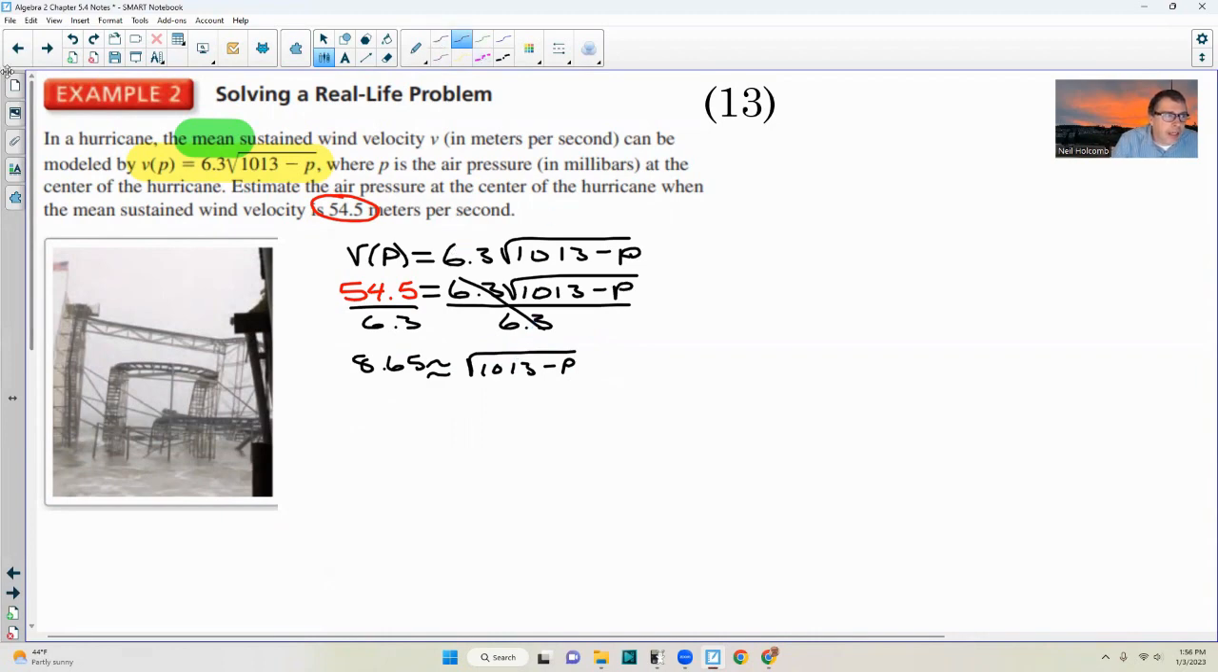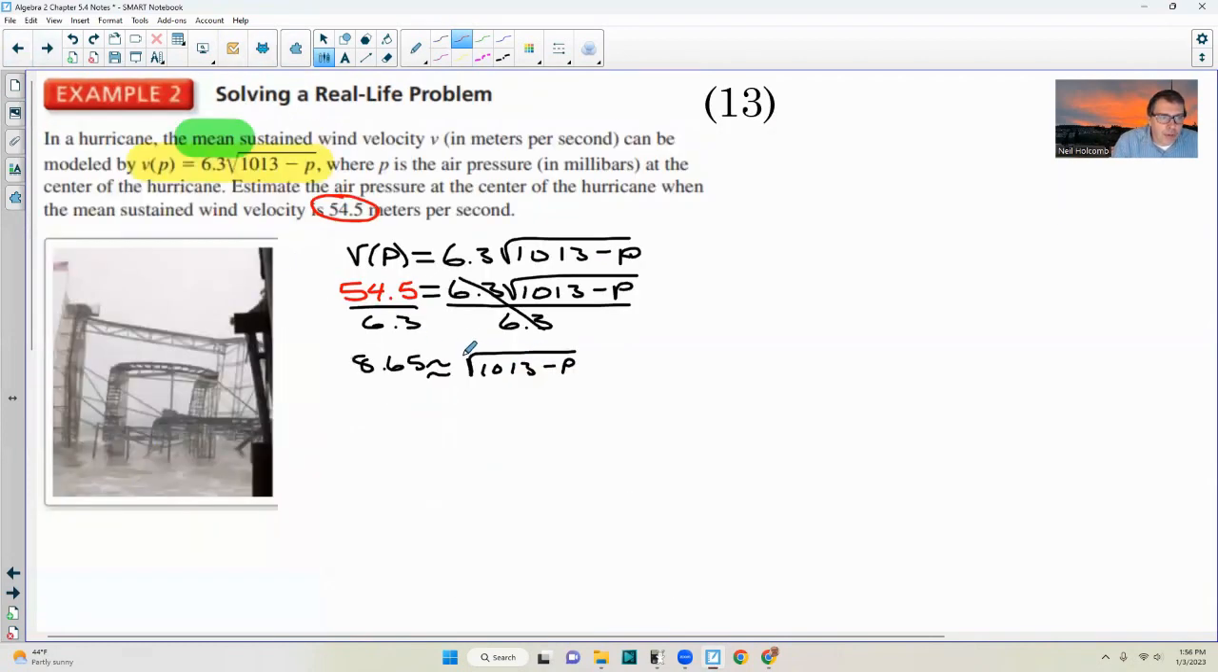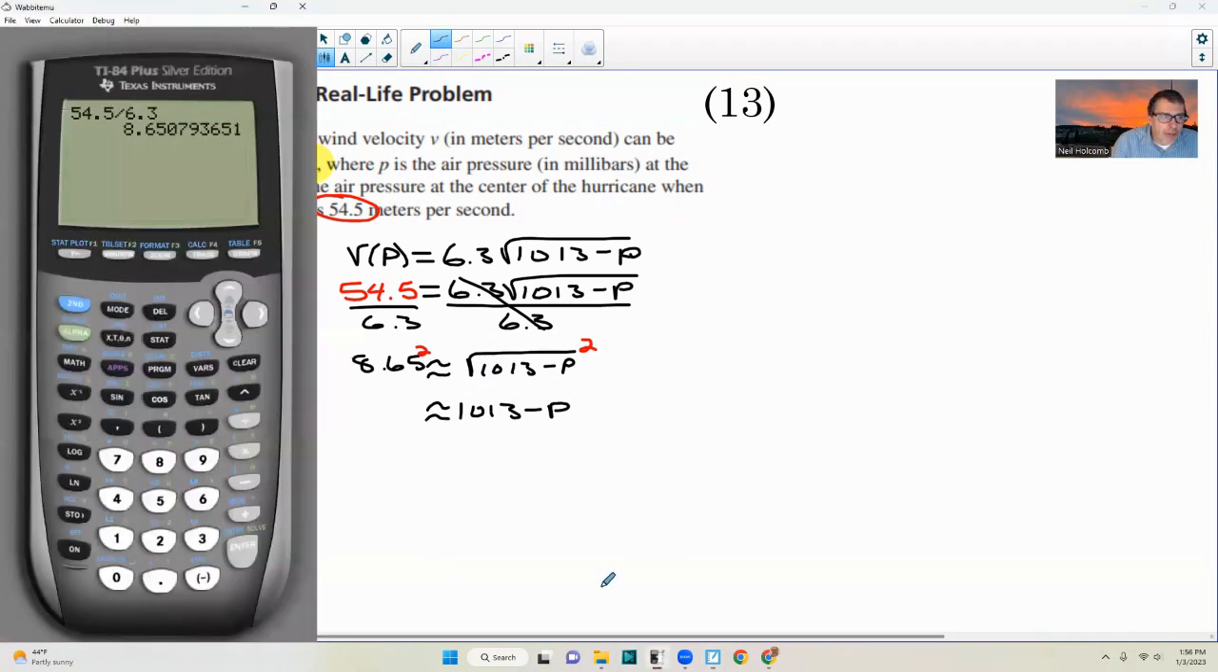So we take step 2. Let me go back one. Raise each side of the equation to the same exponent. Okay, so it's a square because there's a 2, no 2 here. If there's nothing there, it's a 2. So I'm going to square it. What you do to one side, you do to the other. Okay, and that is going to give me another approximation, and this is going to be 1013 minus P, because the radical cancels. But what is 8.65 squared?